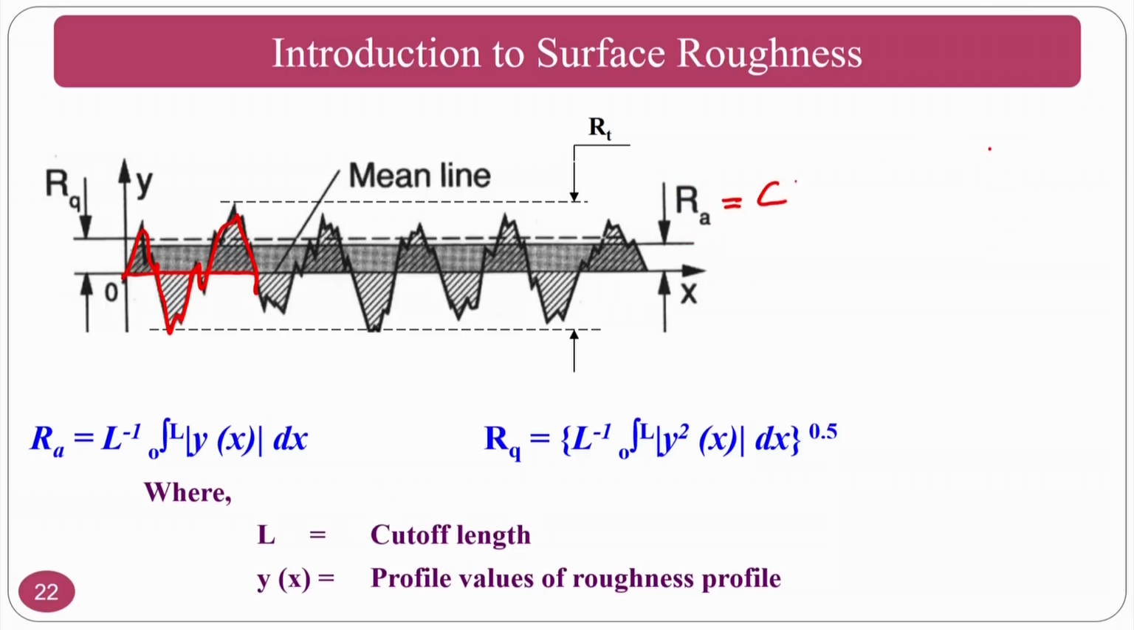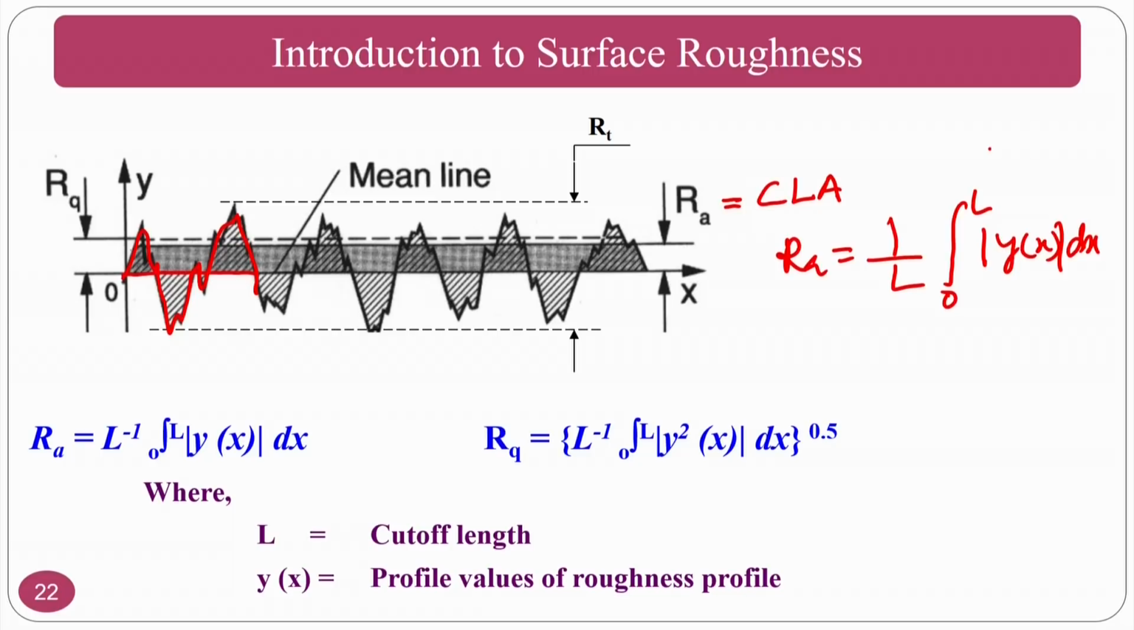RA is nothing but central line average value, CLA. How will it be done? Normally RA is equivalent to 1 by L, integral 0 to L, mod y of x into dx. Why am I taking mod? Because values normally will come in the negative direction. So if I take mod, basically I am going to take all the positive directions only.